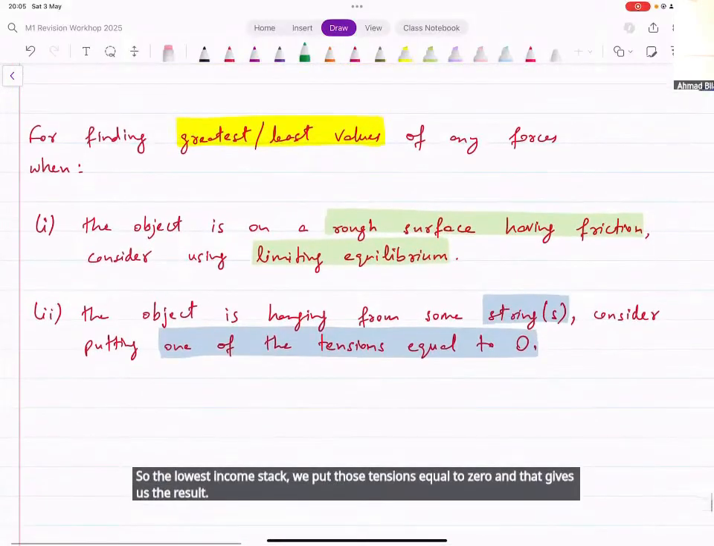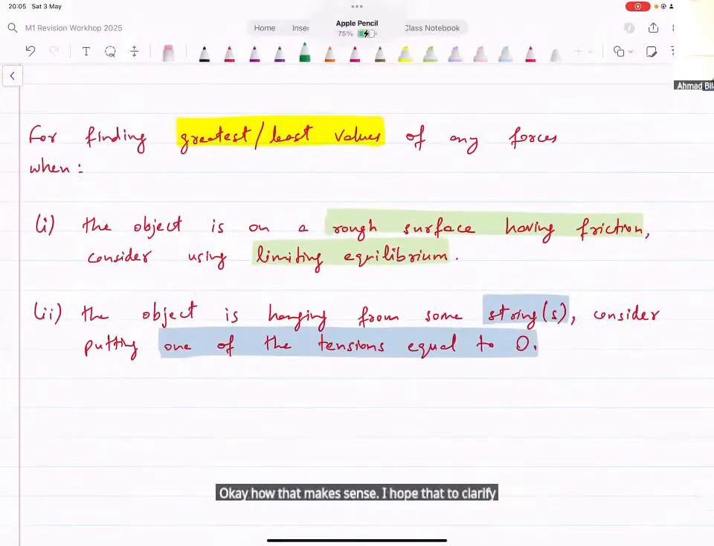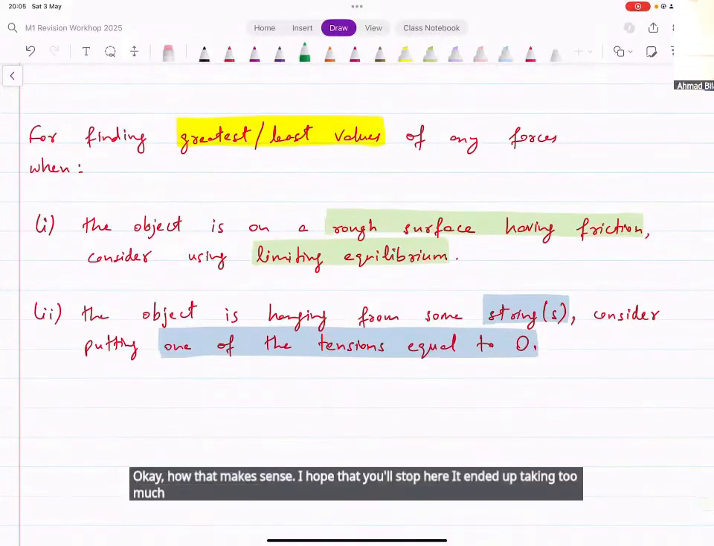Okay, I hope that makes sense. I hope that was helpful. We will stop here. It ended up taking too much time, but that's okay. That's one topic. The other topic is kinematics. That's going to take time, and the rest of them will be fairly quick.